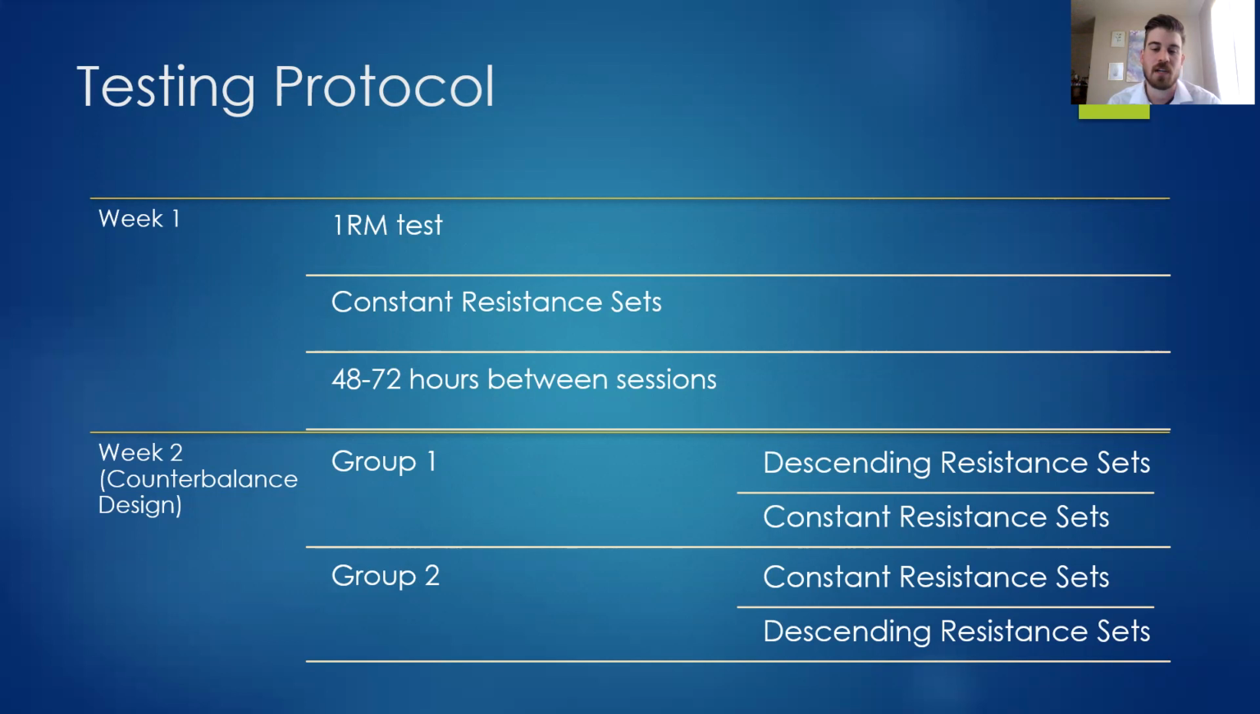And then in week 2, we had 2 groups with a counterbalance design. So group 1 had descending resistance sets first, and then constant resistance sets second. And then group 2 did constant resistance sets first, and then descending resistance sets second.